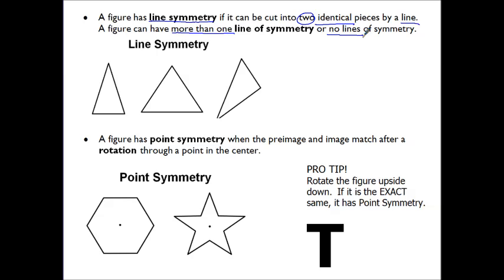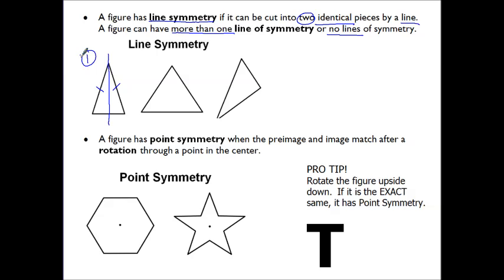Our first one to the left is an isosceles triangle with 2 congruent sides, and we can cut it right in the middle. And if we do this, we get 2 halves that look identical. So this one has 1 line of symmetry. And then let's move over to our next one.